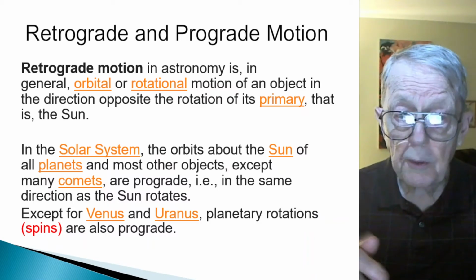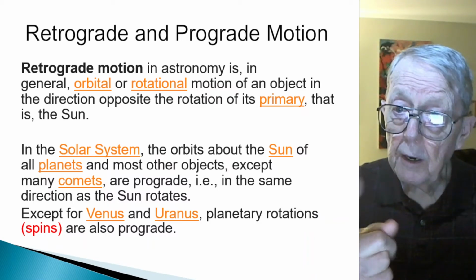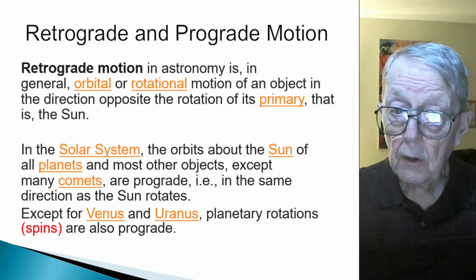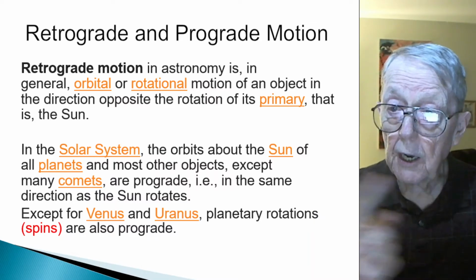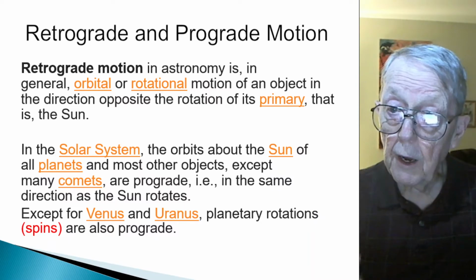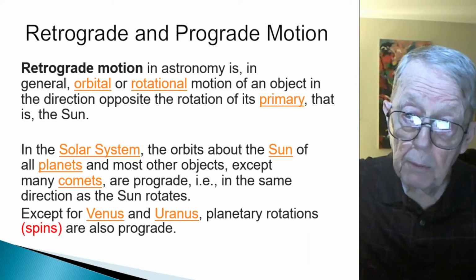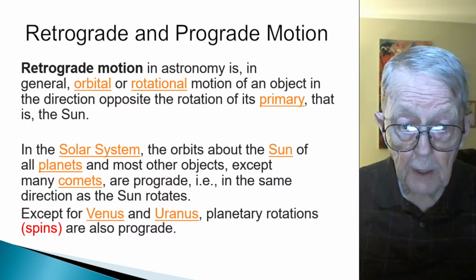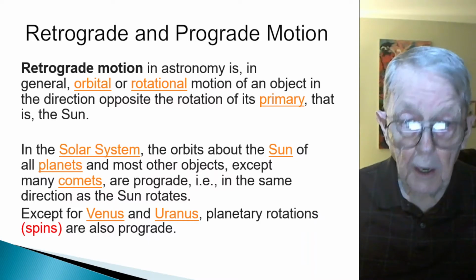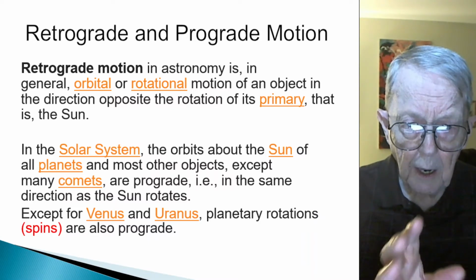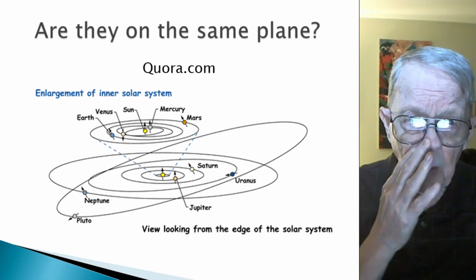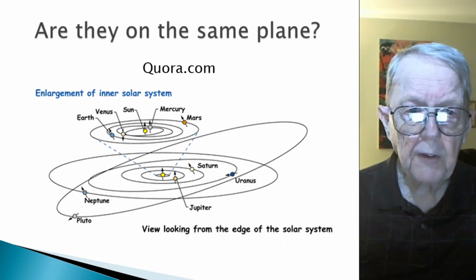But Venus and Uranus spin clockwise as they go prograde around the sun. They spin the other way, and therefore their North Pole points to the south. Kind of interesting how those two are highlighted here. Well, again, finally, are they on the same plane?